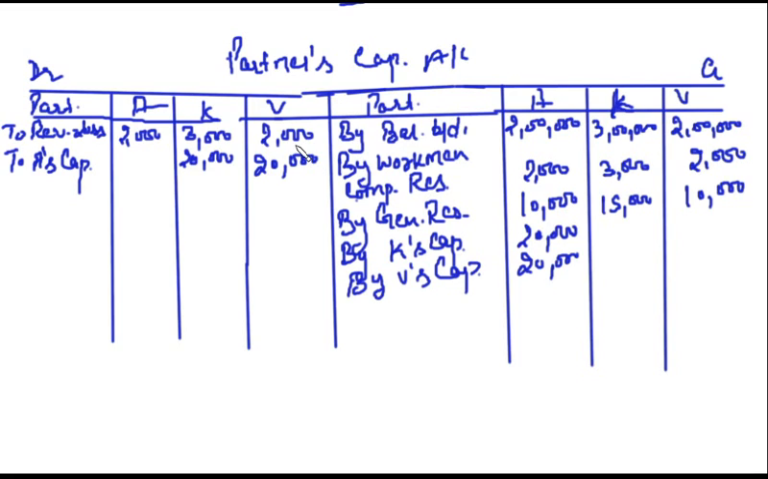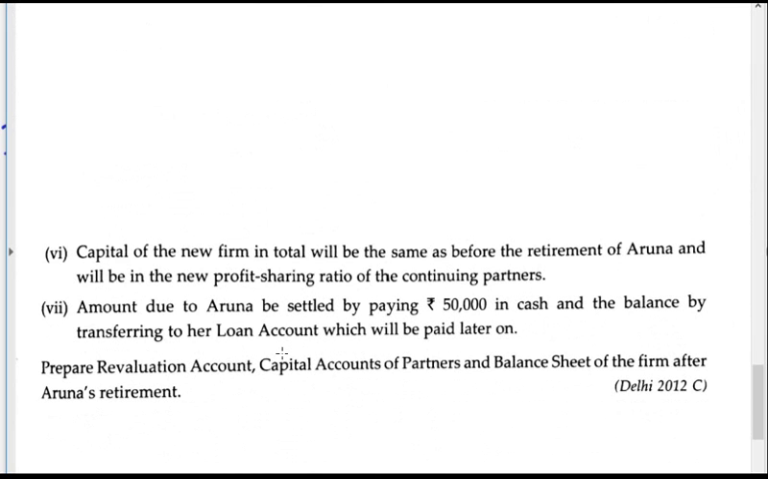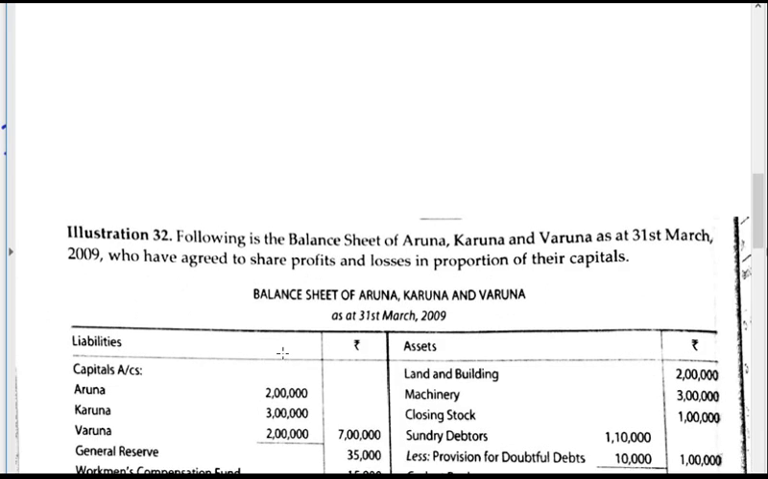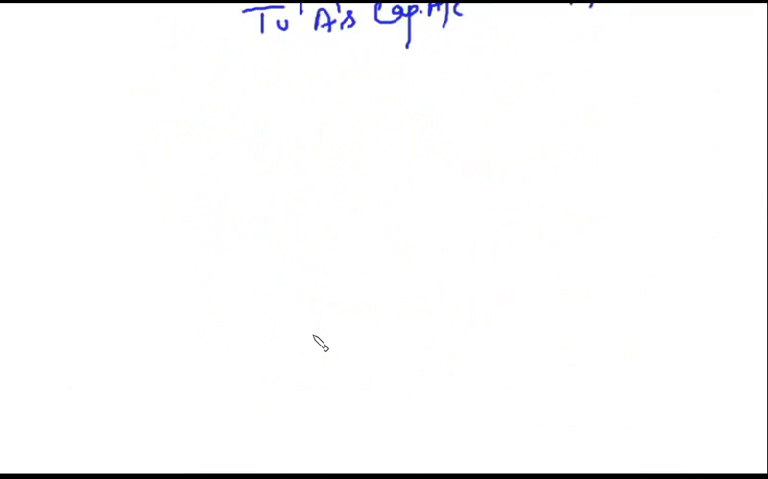Now, anything else? In terms of adjustments, anything else left? We have treated revaluation, we have treated the reserves, we have treated goodwill. Anything else here? No. Regarding adjustments, we have done everything. Okay. Now he says the capital of the new firm in total will be the same as before the retirement of Aruna and will be in the new profit sharing ratio of continuing partners. Now, what is the capital before retirement? 7 lakhs.